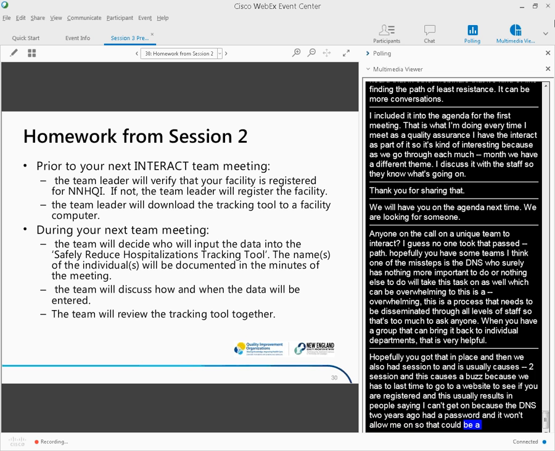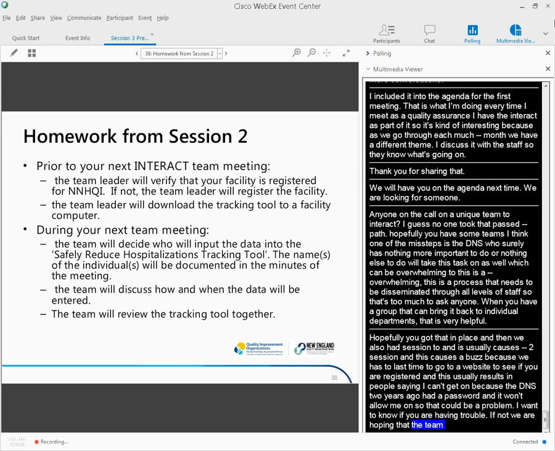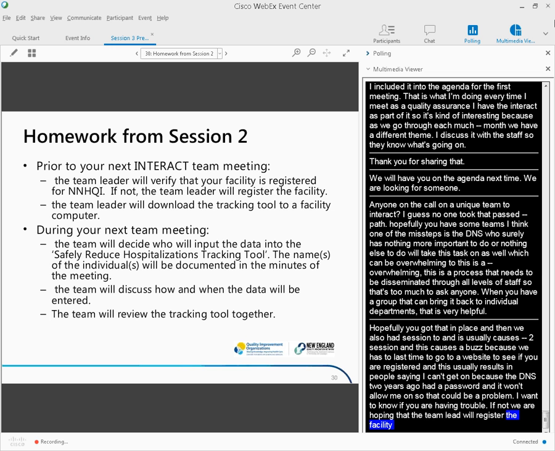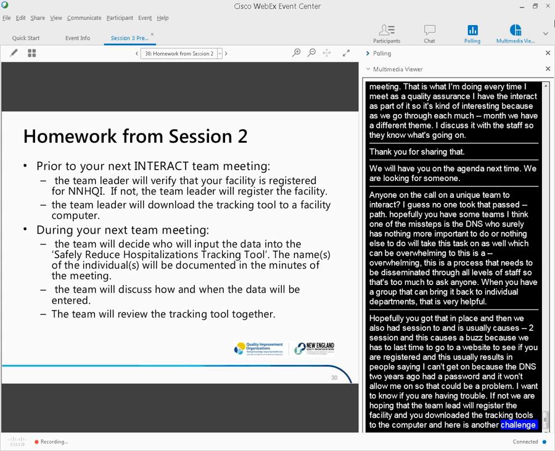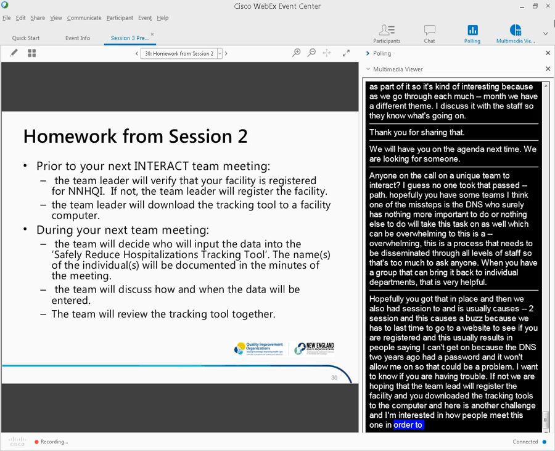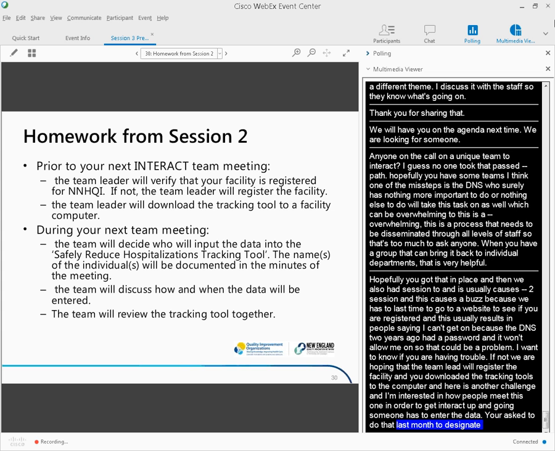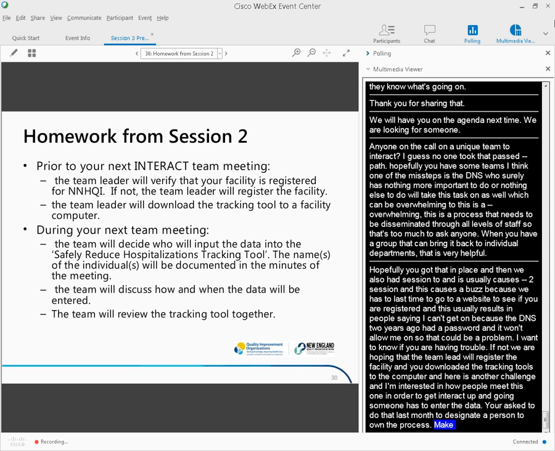If not, we're hoping that the team leader registered the facility and you downloaded the tracking tool to a computer. Here's always another challenge, and I'm very interested in hearing how people meet this one. In order to get Interact up and going, someone has to enter the data into the Safely Reduced Hospitalizations Tracking tool. So you're asked to designate a person, or hopefully two people, or even a department to own that process, and make that a firm decision.